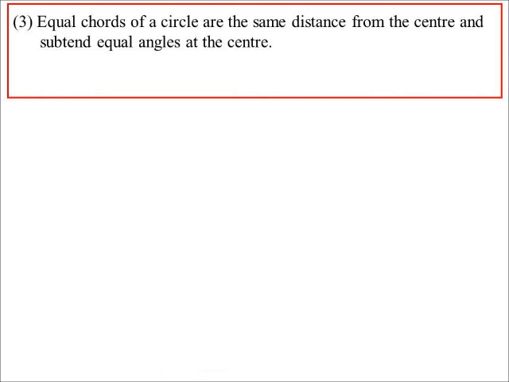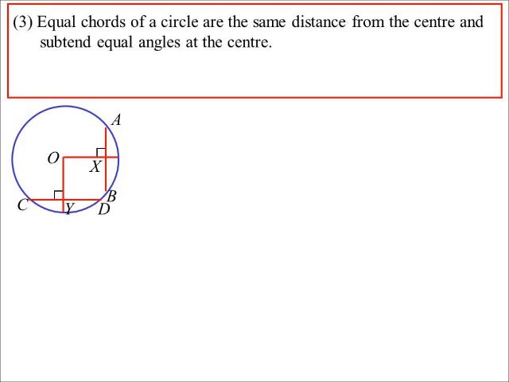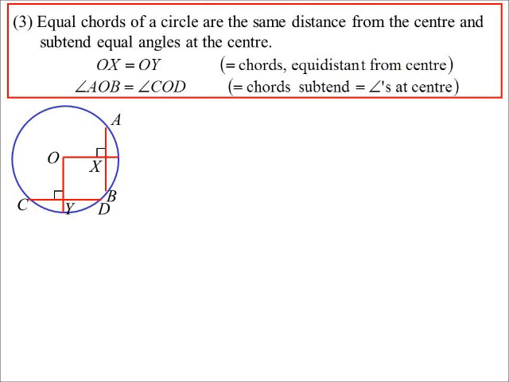Equal chords are the same distance from the centre and subtend equal angles at the centre. There's my diagram, there's my diagram. So what we're saying is we know AB and CD are the same length. What can I conclude from that? I can conclude that OX is equal to OY. Equal chords are equidistant from the centre. I can also conclude that angle AOB will equal angle COD. Equal chords subtend equal angles at the centre.